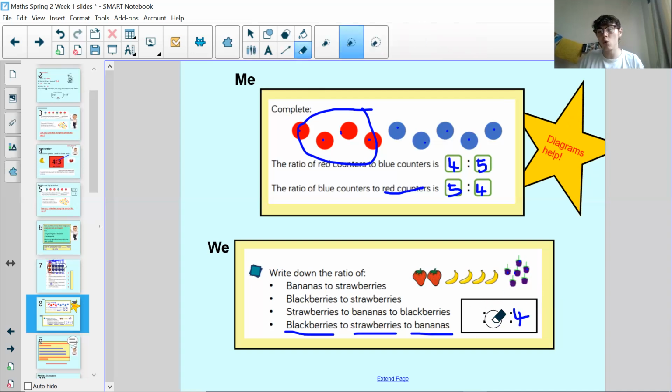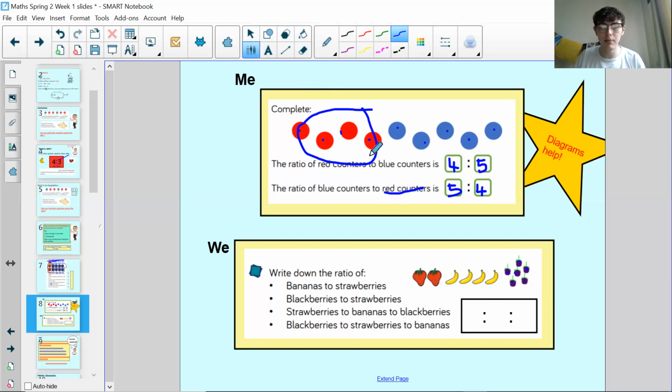Now, the last thing I'd quickly like to cover about these questions is a bit of simplification, okay? So I'll briefly go over this. Don't worry about it too much for the first lesson, but it's important that we know it and that it's in our heads, okay? So if I look at my bananas to strawberries ratio, which we know to be 4 to 2, we could simplify our ratio, okay?